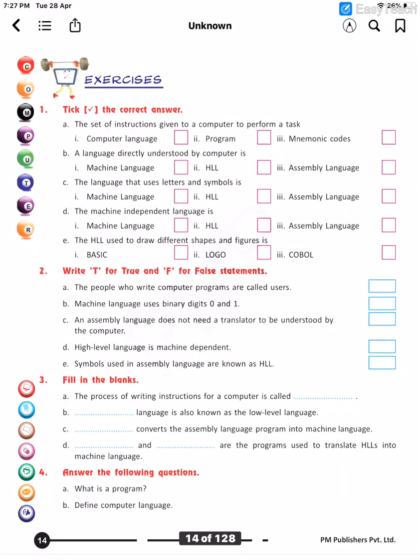A set of instructions given to a computer to perform a task. Tick the correct answer. What is that called? Program. Language directly understood by the computer. Computer only understands machine language. Language that uses letters and symbols is assembly level language. Okay. Machine independent language is HLL. The language used to draw different shapes is Logo. Okay. So I hope you have got the answers correctly.